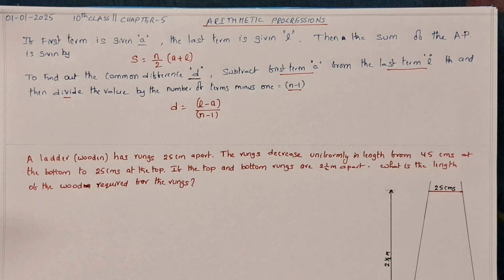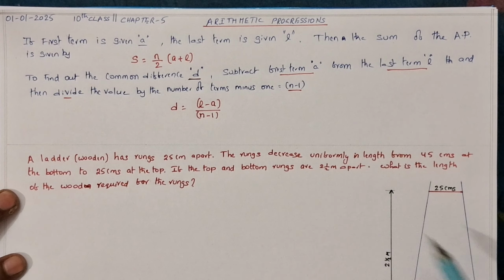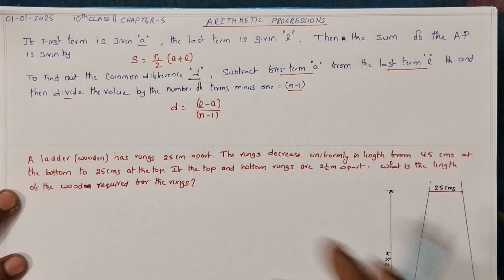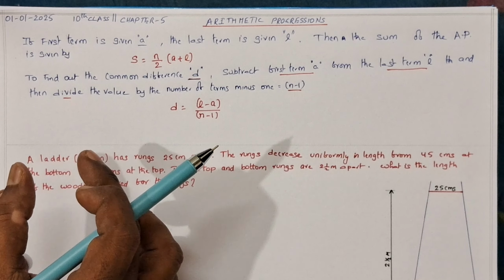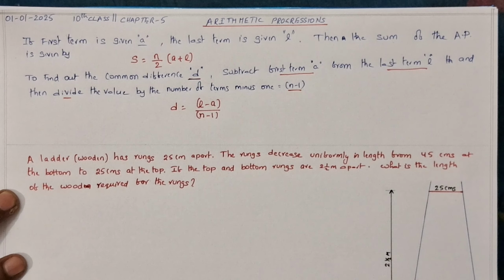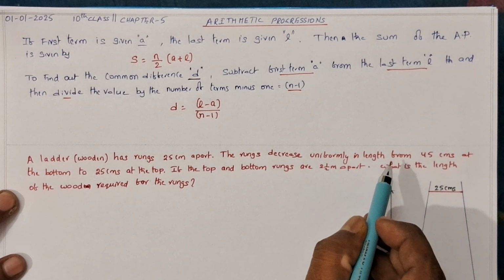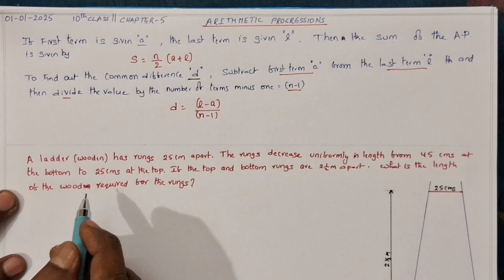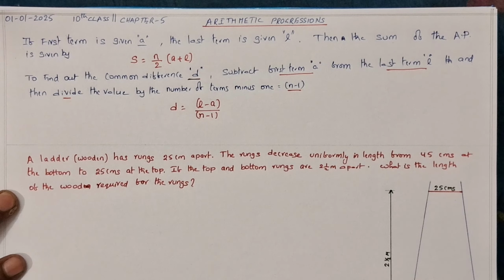The problem has already been written over here. A wooden ladder has rungs 25 centimeters apart. That means each rung has a spacing of 25 centimeters. The first rung is 25, the second rung is 25, like that every 25 centimeters there is a rung. The rungs decrease uniformly in length from 45 centimeters at the bottom to 25 centimeters at the top. So every rung some reduction is there.